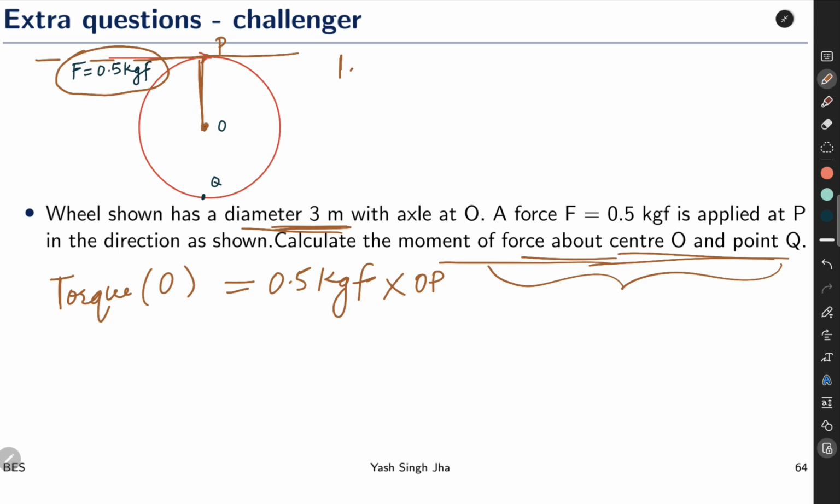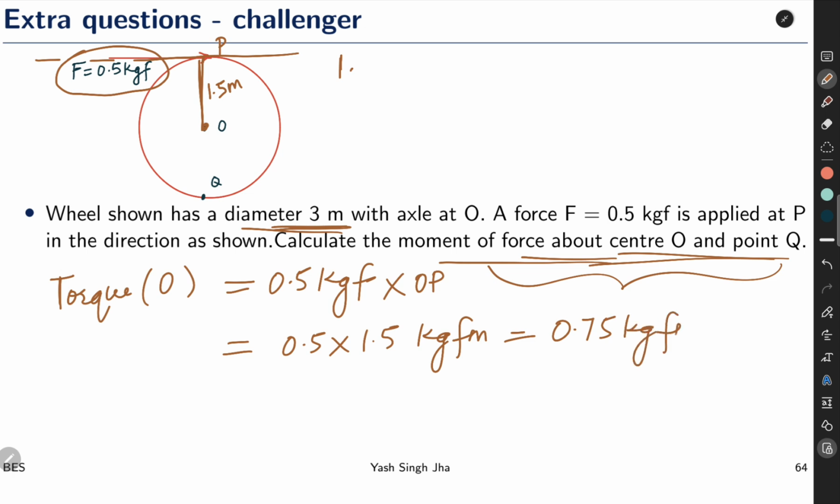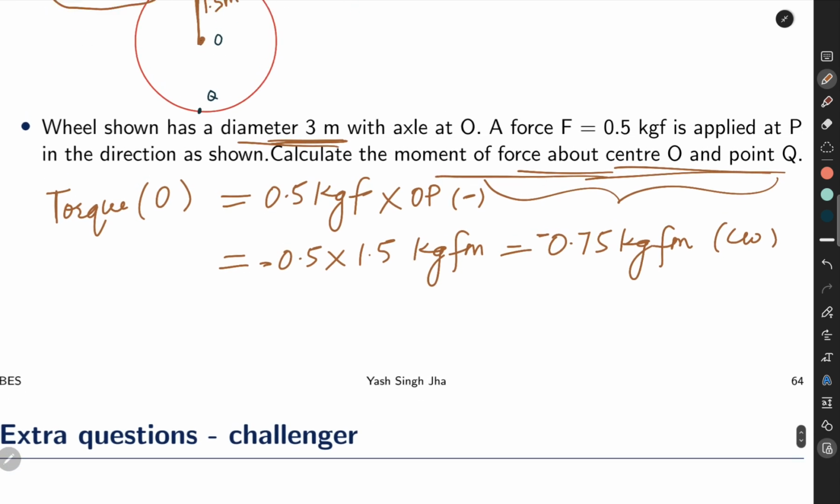It has a diameter of 3 meters, so the radius will be 1.5 meters. OP is the radius, right? Turns out to be 0.5 into 1.5 kgf meter. So 0.75 kgf meter. What sense? In clockwise sense. Clockwise, so negative. Right? Torque about point O.